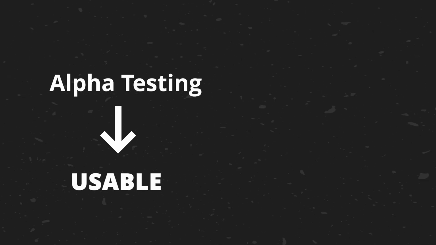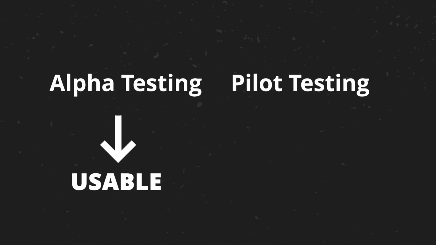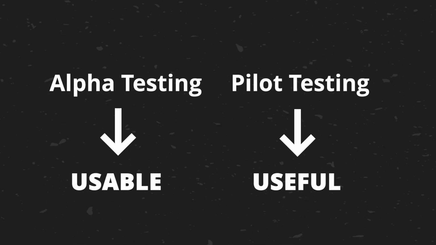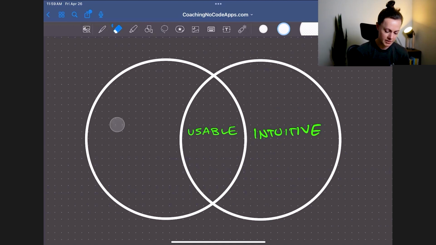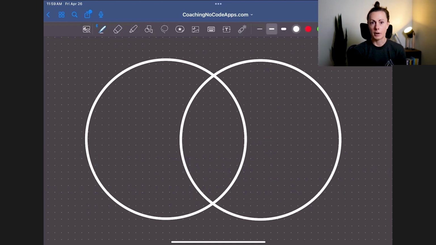So with alpha testing, you're looking to see whether it is usable. And with pilot testing, you are looking to see whether it is useful. So alpha testing is just functionality. Pilot testing is actual usefulness, problem solving, so that you can expand into beta testing and make that useful product adoptable.